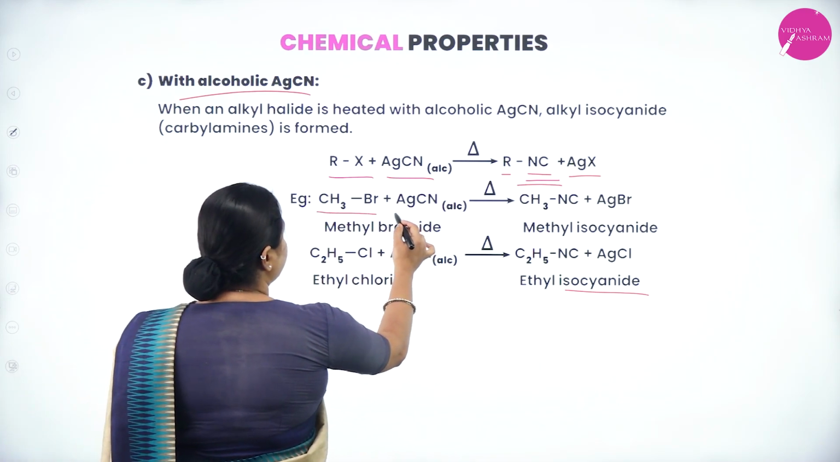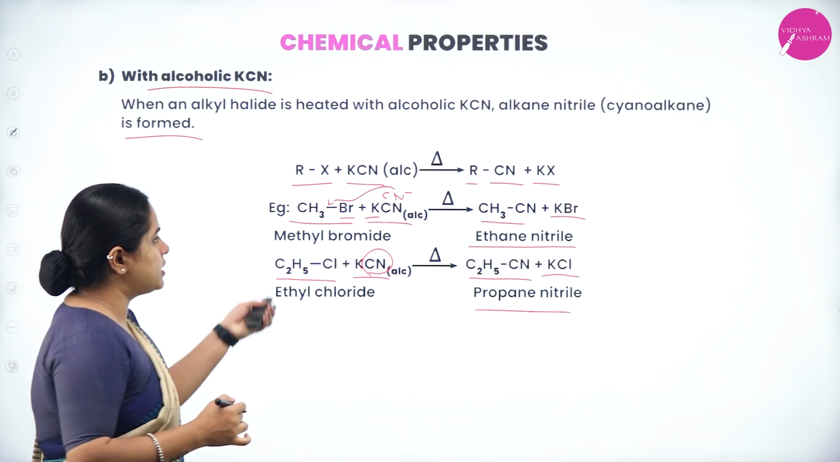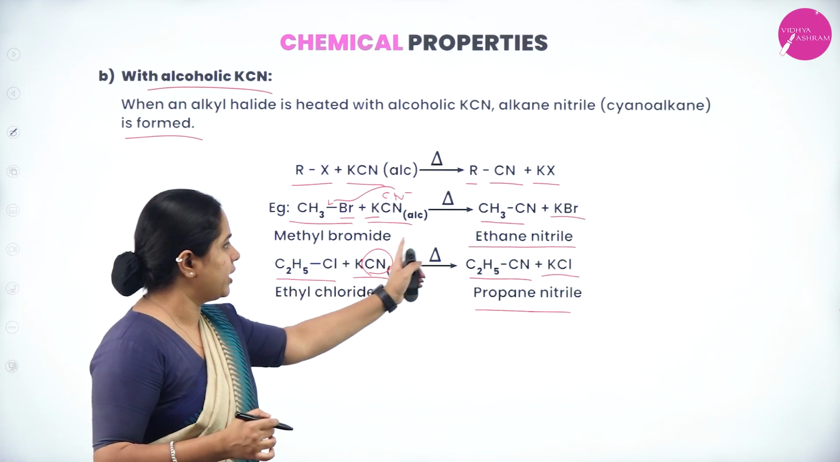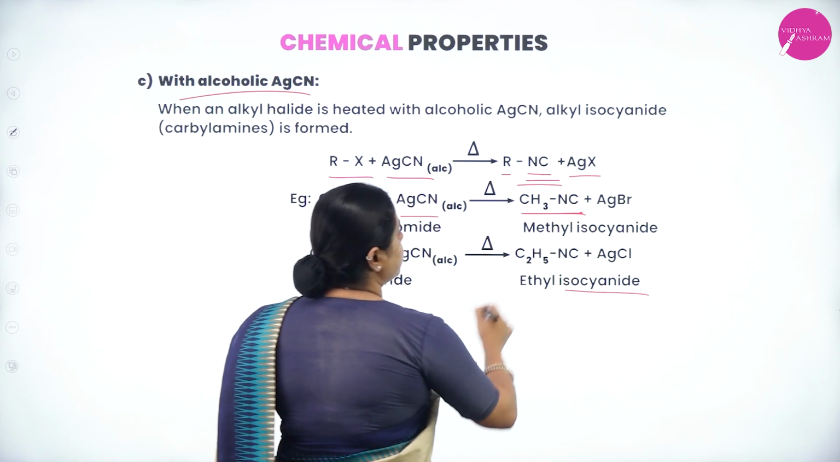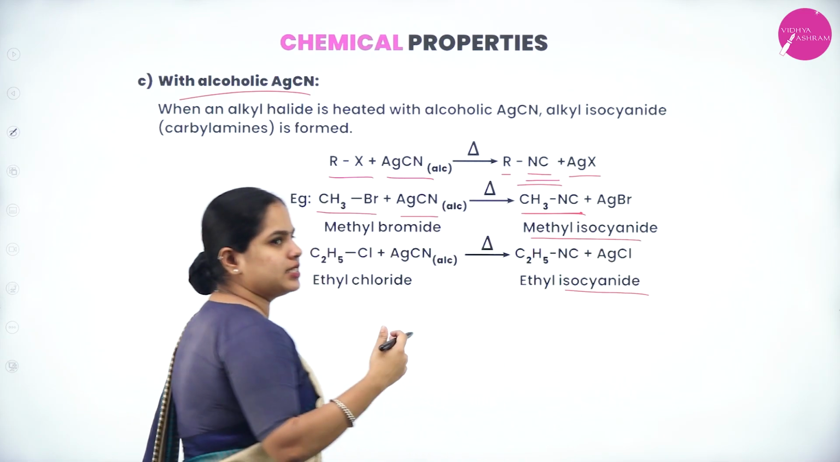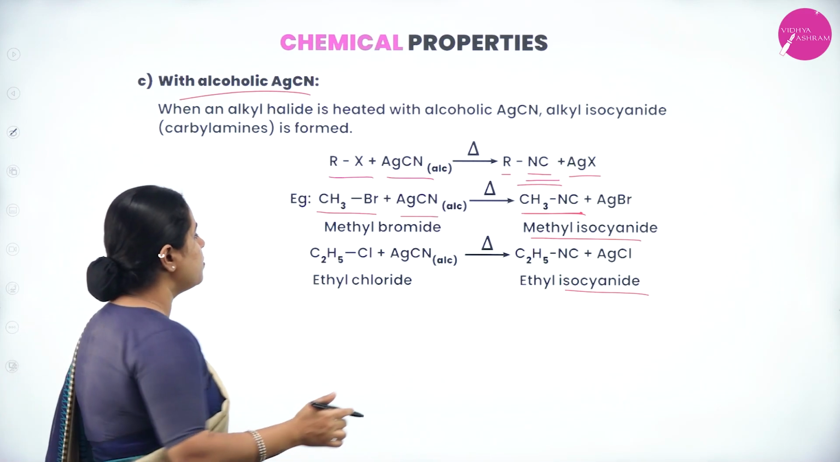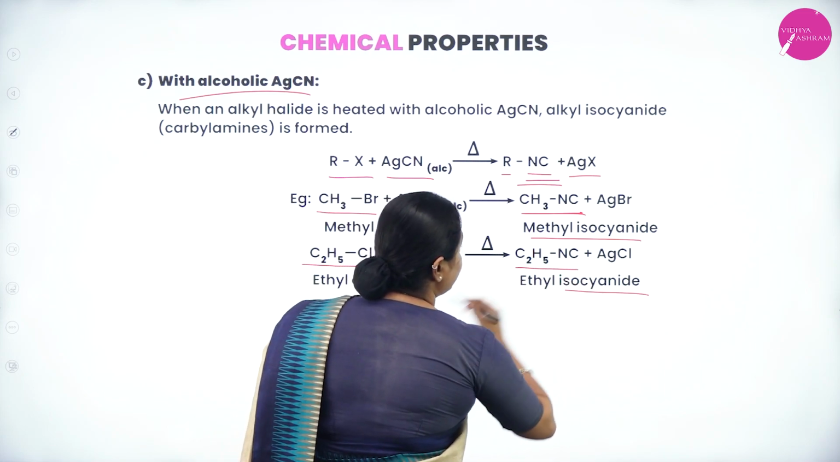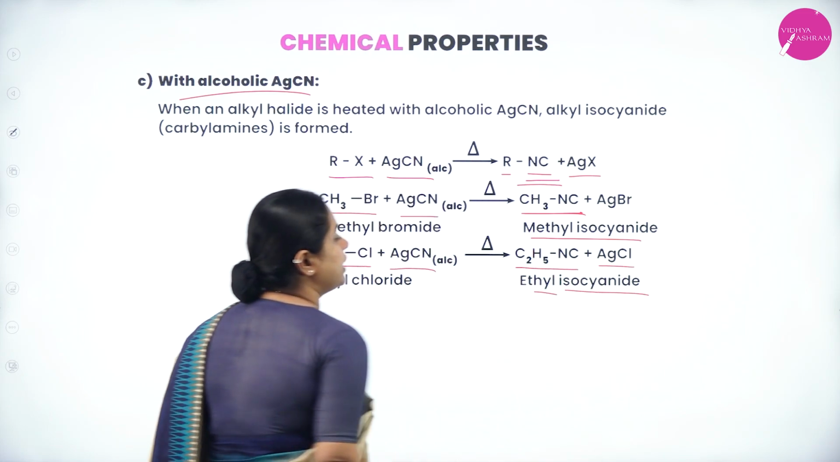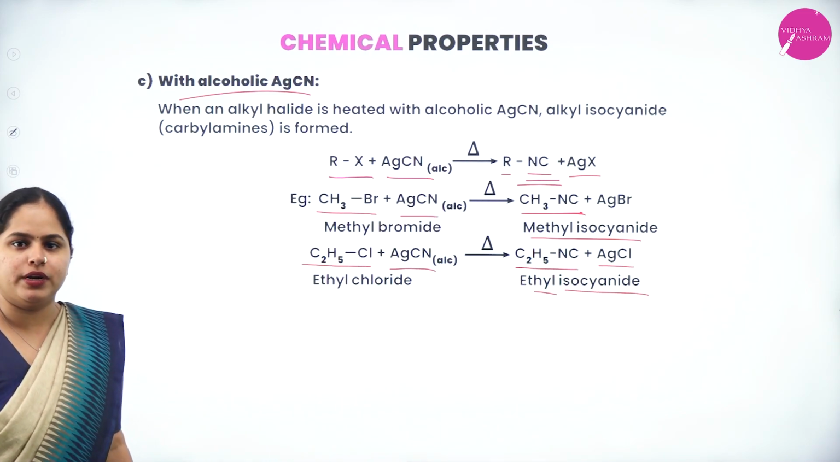So methyl bromide reacts with AgCN. Will you get the same product? With KCN, you get CH3CN. But here what you get is CH3NC, methyl isocyanide, and silver bromide. I hope the difference is clear. Now ethyl chloride reacts with AgCN and is heated, giving C2H5NC and AgCl. That is ethyl isocyanide. I hope it is clear.